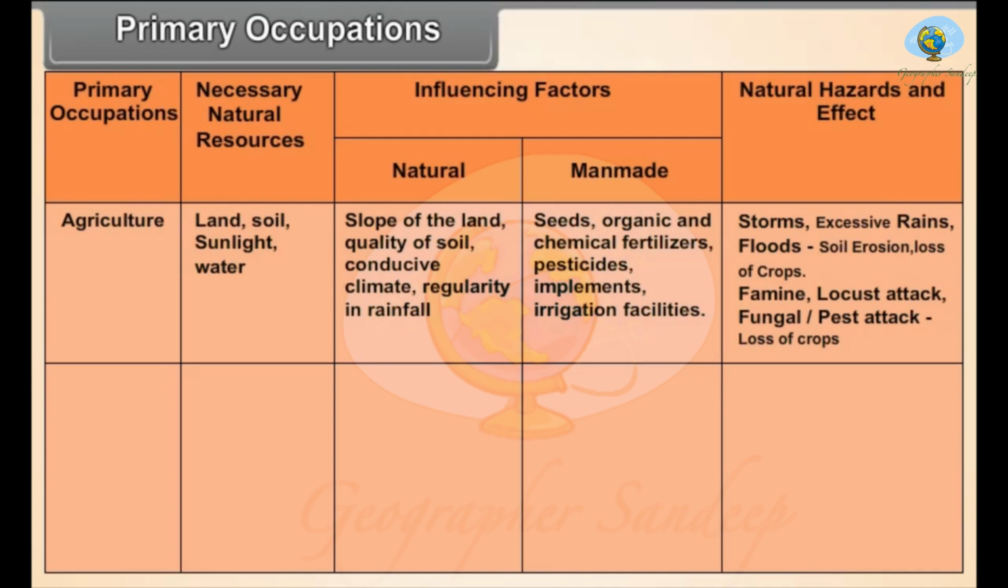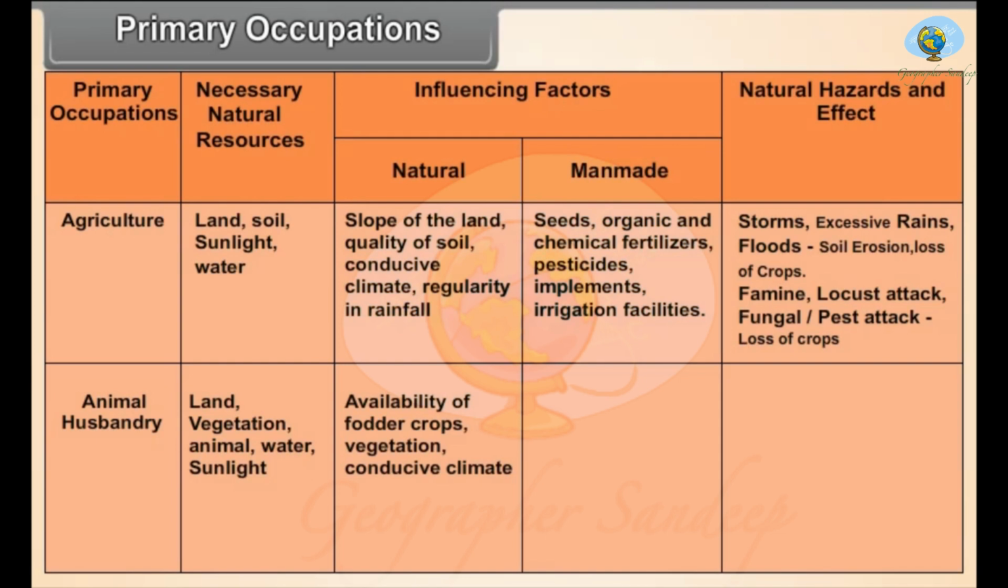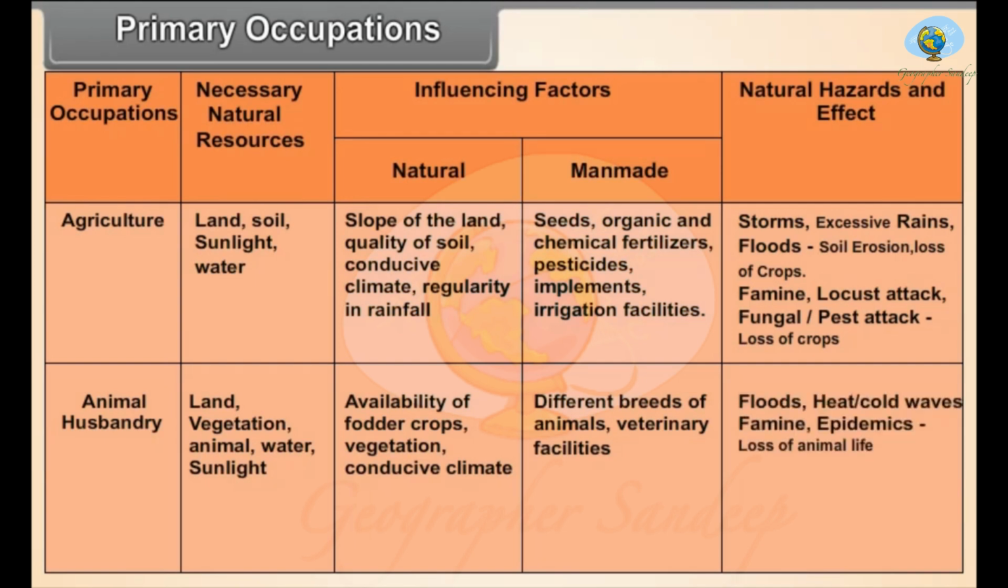Primary occupations. Animal husbandry. Necessary natural resources: land, vegetation, animals, water, sunlight. Influencing factors: natural, availability of fodder crops, vegetation, conducive climate. Man-made: different breeds of animals, veterinary facilities. Natural hazards and effects: floods, heat or cold waves, famine, epidemics, loss of animal life.